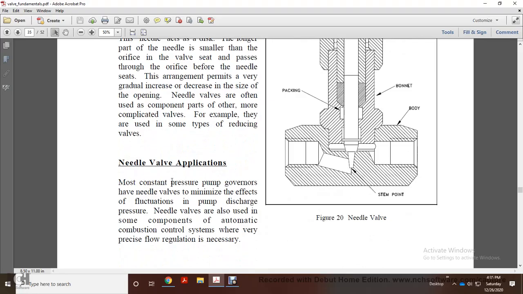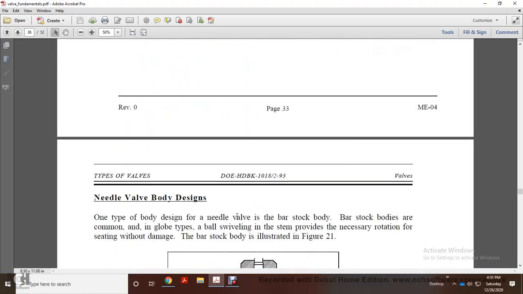Needle valve application. Most constant pressure governors use a needle valve to minimize the effect of fluctuating pump discharge pressure. Needle valves are also used in some components of automatic combustion control systems, where very precise flow regulation is necessary.